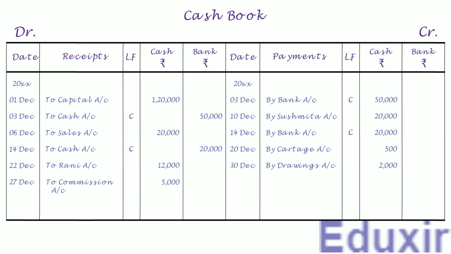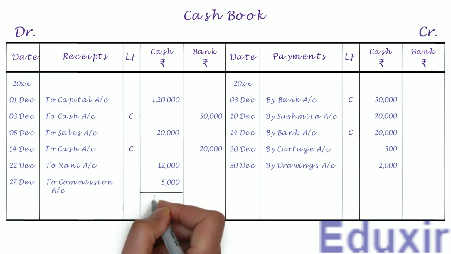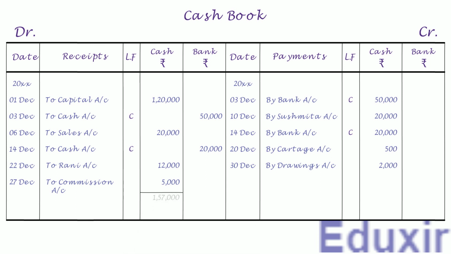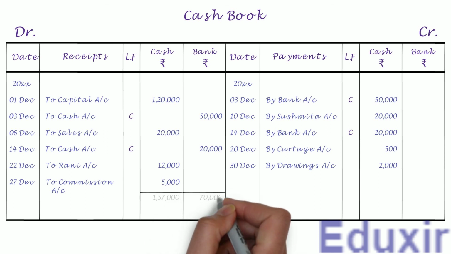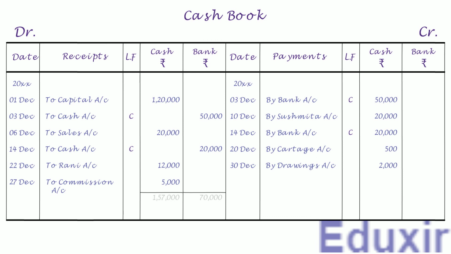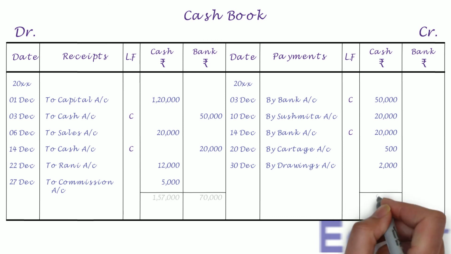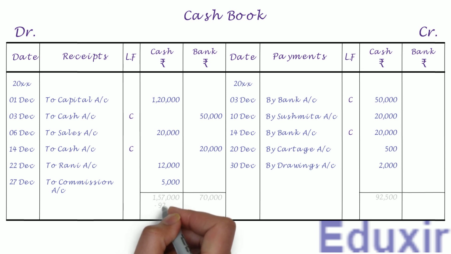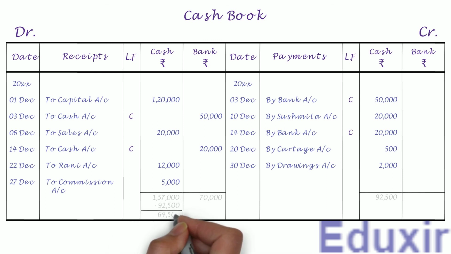The total of all the receipts on the debit side in the cash column is 1,57,000. Similarly, the total of all the receipts on the debit side in the bank column is 70,000. Now the total of all the payments on the credit side in the cash column is 92,500 rupees. There is nothing in the bank column on the credit side. Let us just leave it there. Let us first find the balance for the cash column. From 1,57,000, if you subtract 92,500, we get 64,500.